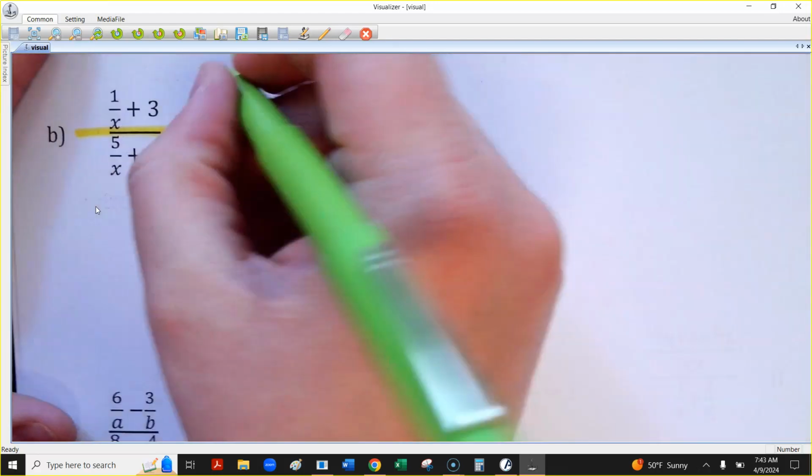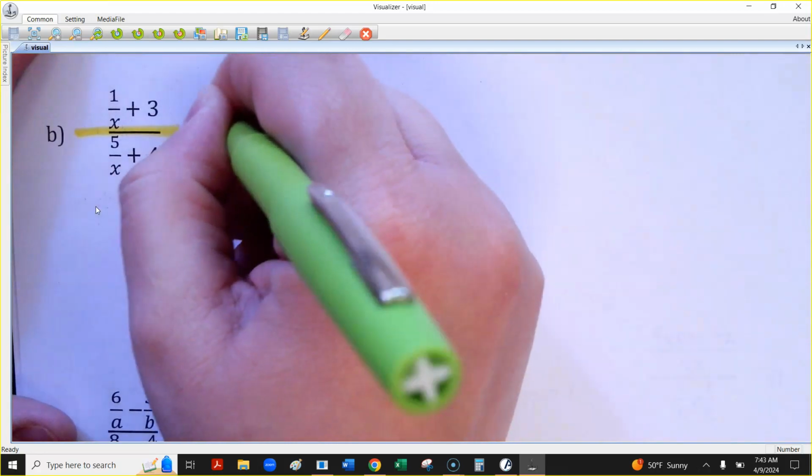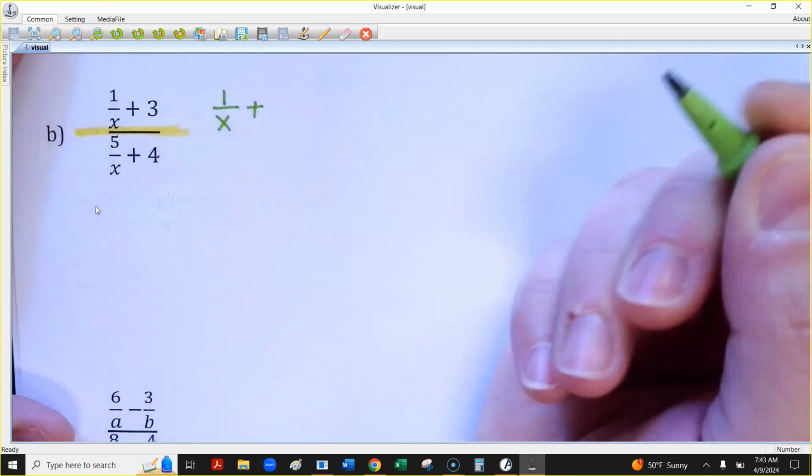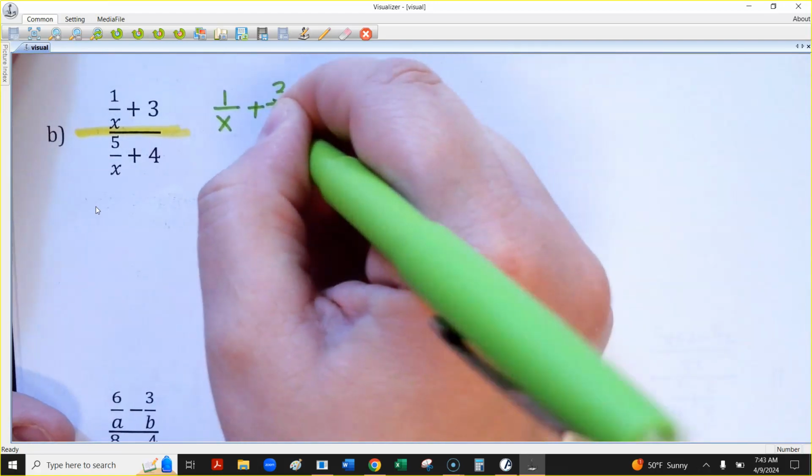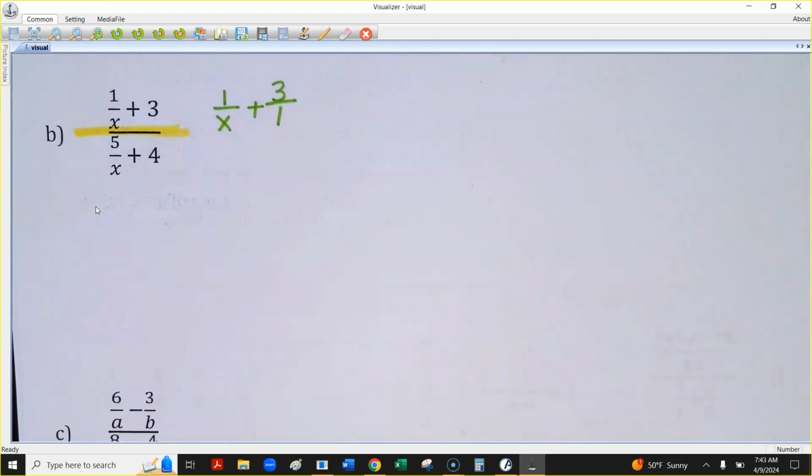Okay. Now, here's what I need to do. I have to add 1 over x to 3. What I'm going to do, anytime you have a plain number or plain variable, you can just write it over 1 real quick to turn it into a fraction. If you guys remember, if you add fractions, you do have to have a common denominator. Okay, so what would I use as my common denominator between 1 over x and 3 over 1?